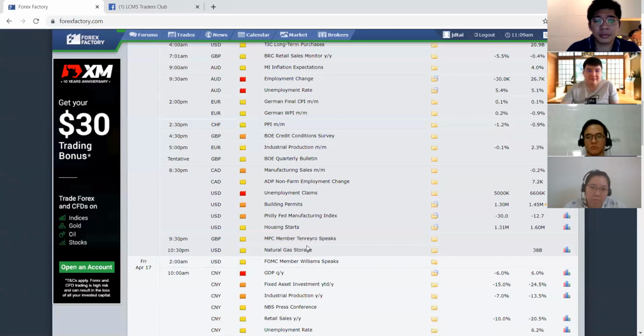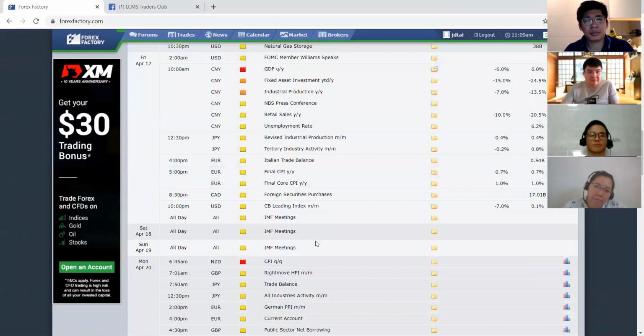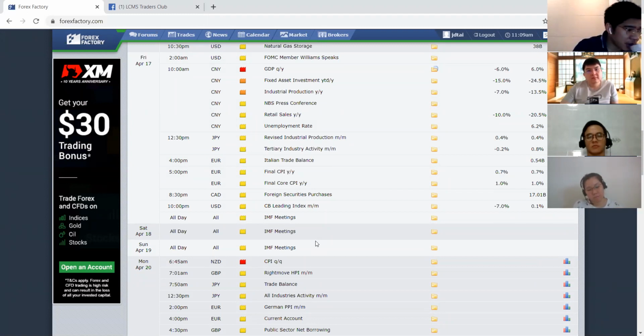We have unemployment claims in the US. That's going to be terrible as well. Friday, we have the Chinese GDP. That could also push Aussie lower because China is one of Australia's biggest trading partners. So if Chinese GDP is going to suffer, a lot of exports from Australia to China is going to suffer as well. Consumption will decrease, so exports will decrease as well. So we could see the Friday news as another possibility to drive Aussie prices lower.